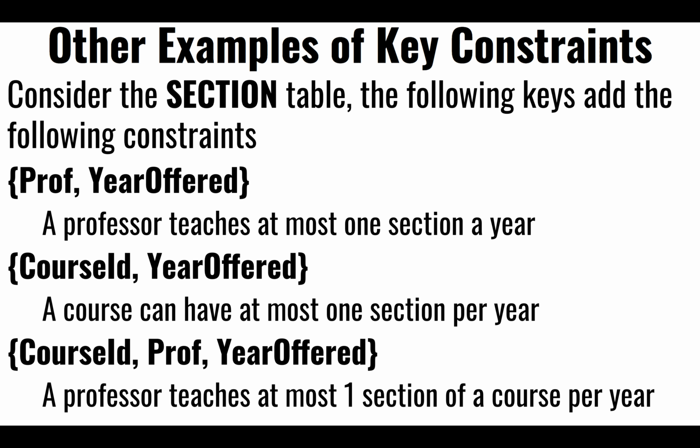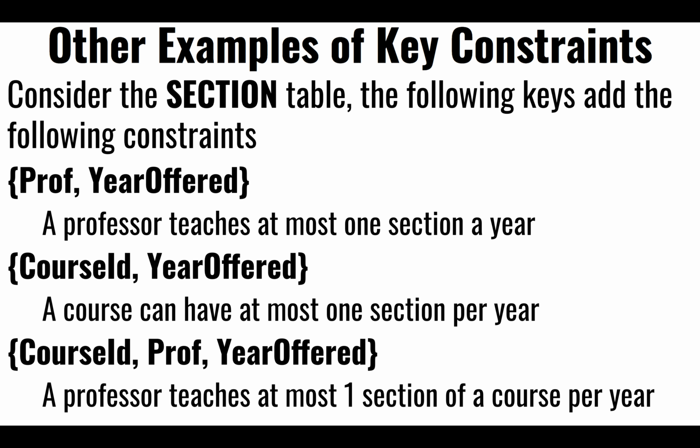Perhaps in some of the tables we might say that the combination of professor and year offered together is a primary key. It's a composite primary key. That would be a rule saying that a professor teaches at most one section a year, right? So if we have the same professor the same year twice, we're breaking this rule, and the database would stop you. It would say, no, you cannot insert this record in there.